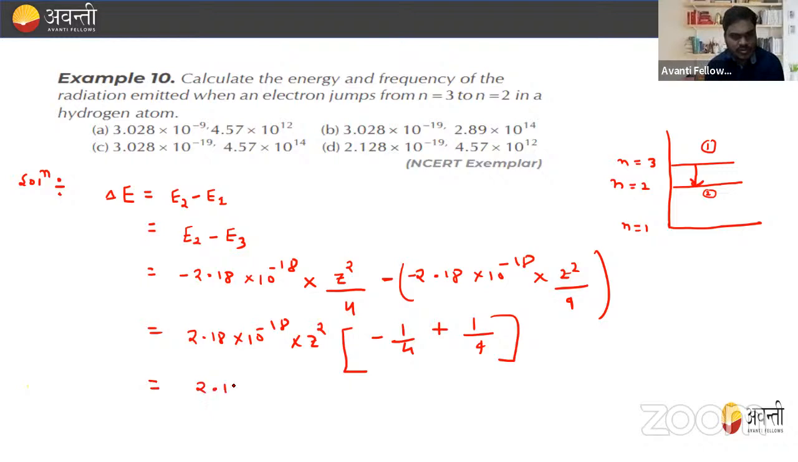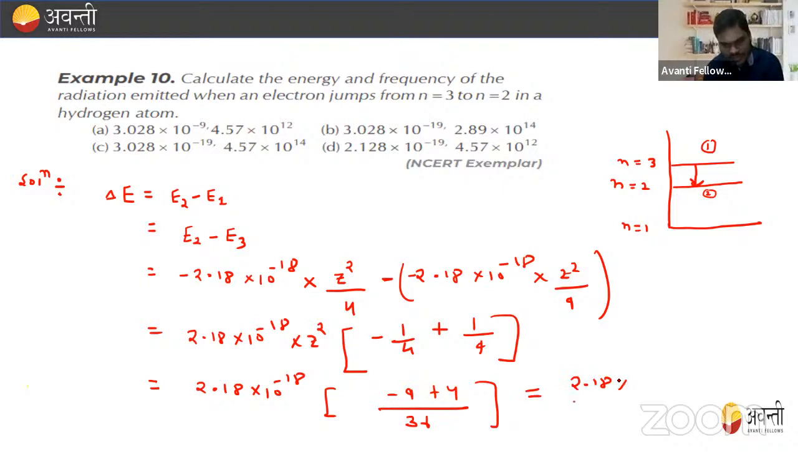So you just have to solve this. This comes out to be 2.18 into 10 raised to the power minus 18, and this quantity comes to 36 as the common denominator, with minus 9 and plus 4. So it is minus 5 divided by 36. By this you can easily calculate the energy. If you calculate, you get the answer.